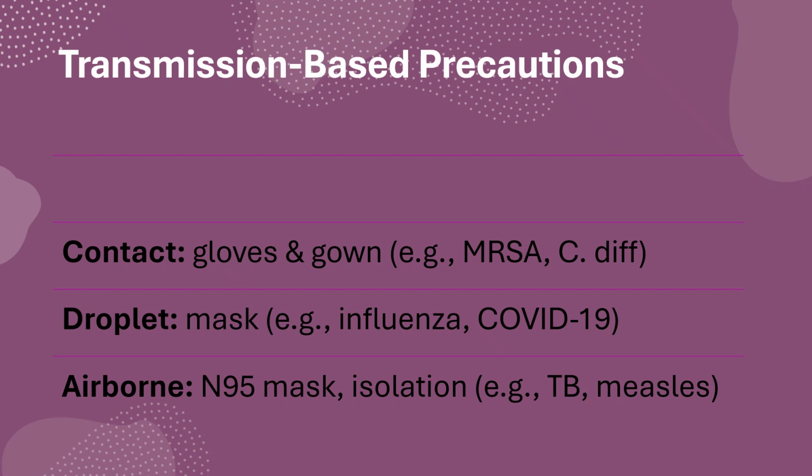Contact precautions require gloves and gowns as PPE in different situations, like infections with MRSA, Clostridium. Droplet precautions, for example, influenza, COVID-19, require specific masks. The third one is airborne precautions, where N95 masks and isolation are used, for example, TB, measles.